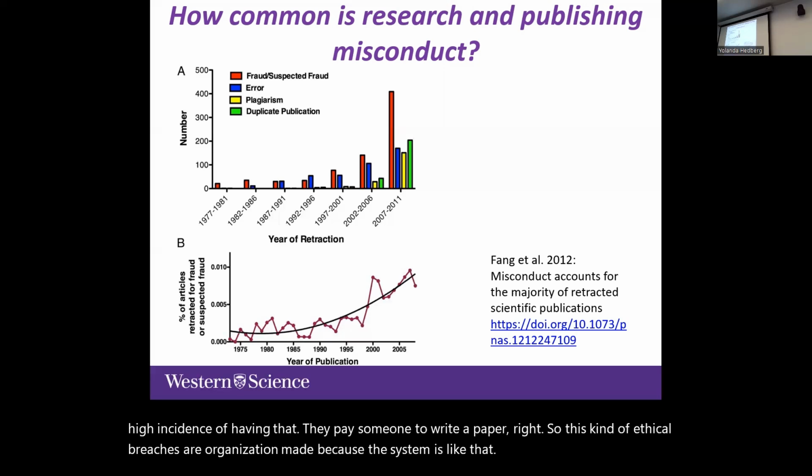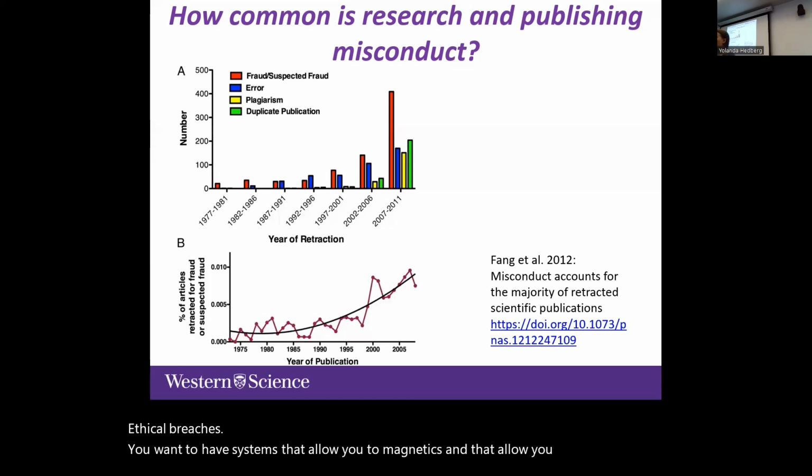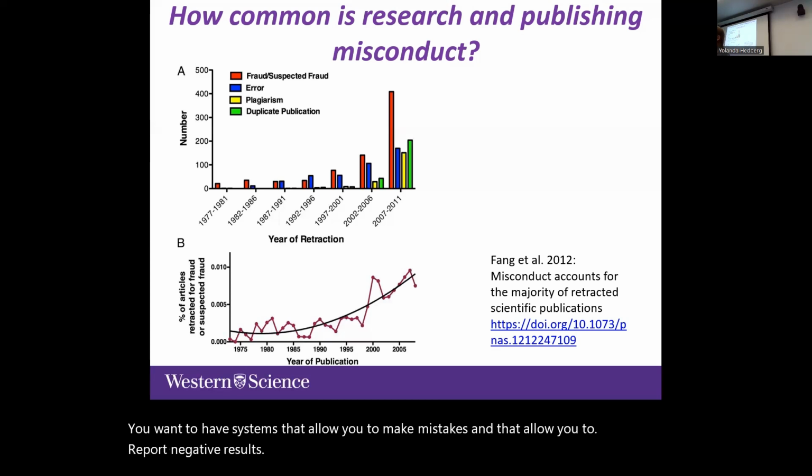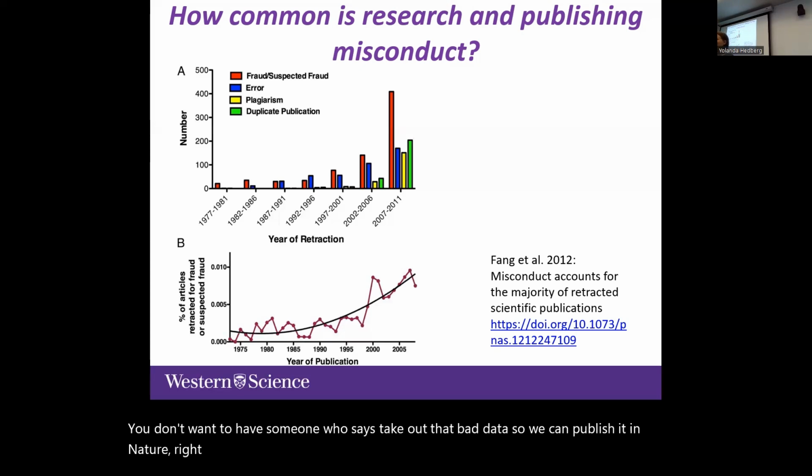Ideally, you don't want to have systems that promote fraud or ethical breaches. You want to have systems that allow you to make mistakes and that allow you to report negative results. And you don't want to have someone who says, take out that bad data so we can publish it in Nature, right? Even Nature should be positive to data that are not fitting the hypothesis, right? Because that would be ideal.